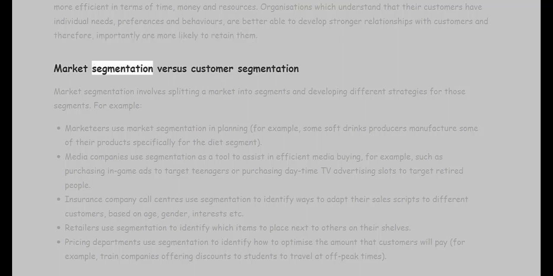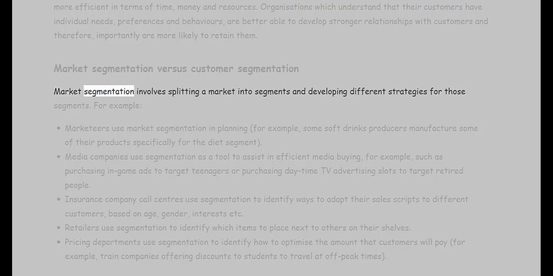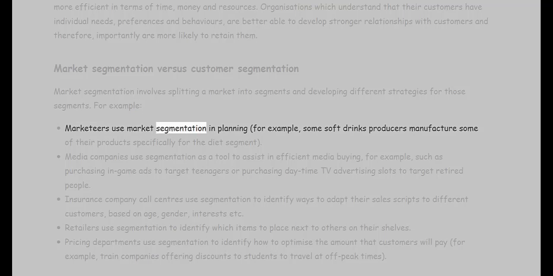Market segmentation versus customer segmentation. Market segmentation involves splitting a market into segments and developing different strategies for those segments. For example, marketeers use market segmentation in planning. For example, some soft drinks producers manufacture some of their products specifically for the diet segment.